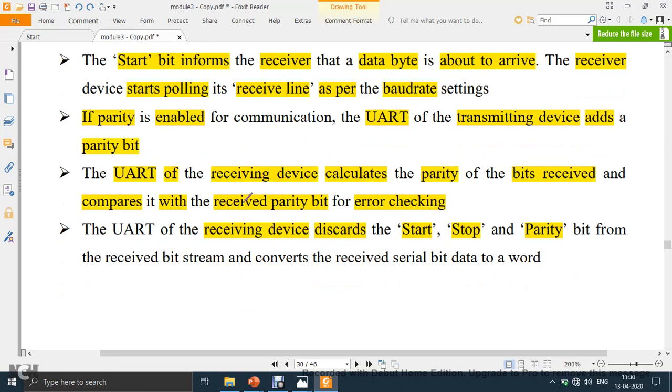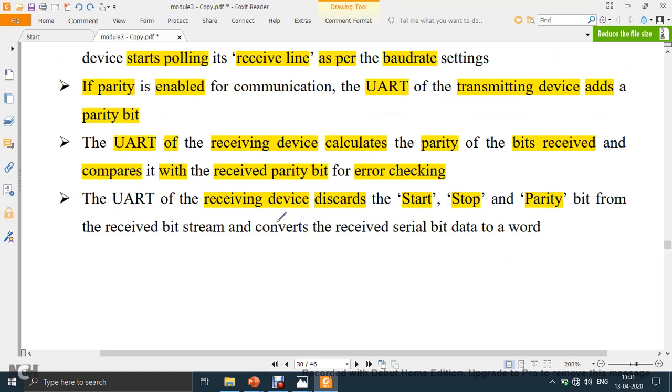So the UART of the receiving device calculates the parity of the bits received, as I told, and compares it with the received parity bit for error checking. So that is what I told just now. Once the data transmission is complete, the start, stop, and parity bits are discarded. They will not be considered, they will be discarded.